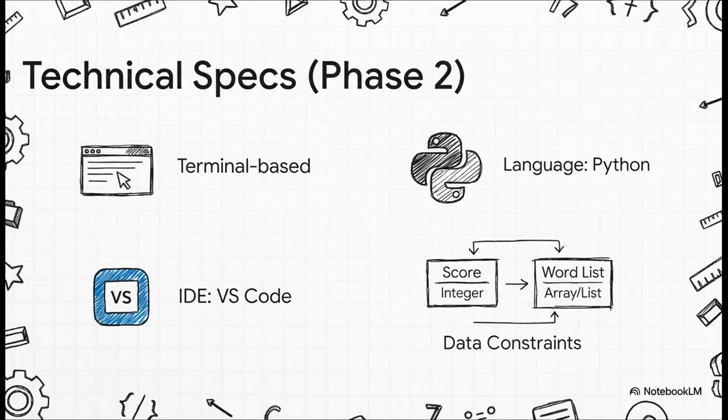Next up, Phase 2, the technical specifications. Think of these as the non-negotiable rules. Again, your assessment spells them out. It's got to be a terminal-based app written in Python using VS Code and GitHub. But here's the bit that so many people miss. You also have to document the data constraints. So get back in that logbook under a new heading, Technical Specifications, and write down that the score has to be an integer and the word list is going to be an array or a list.